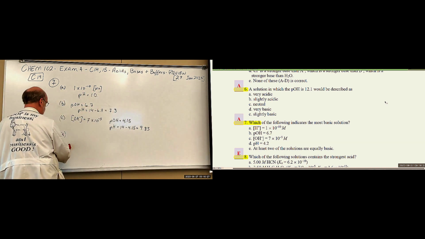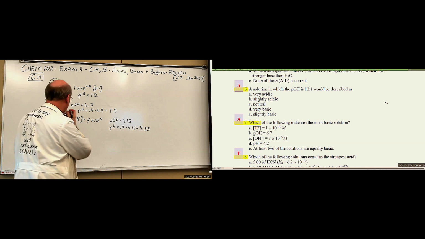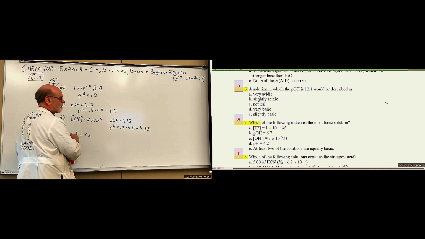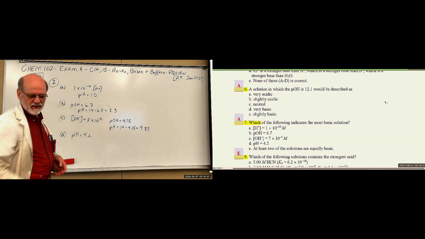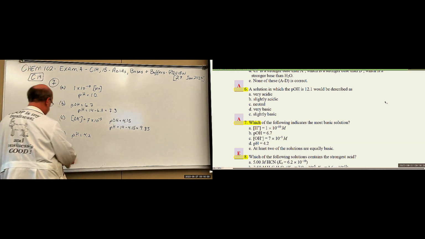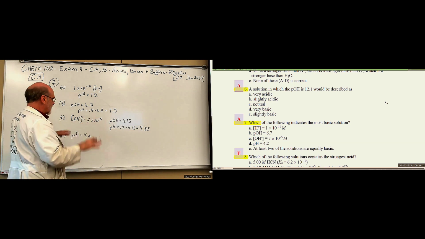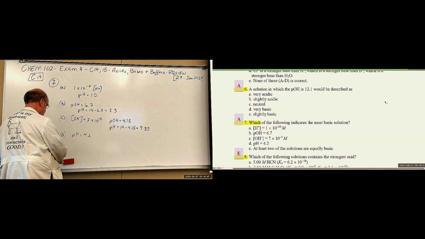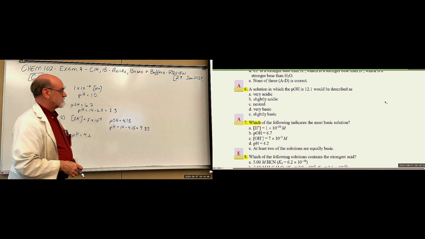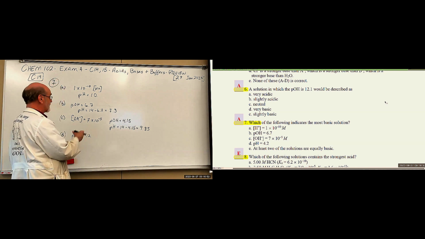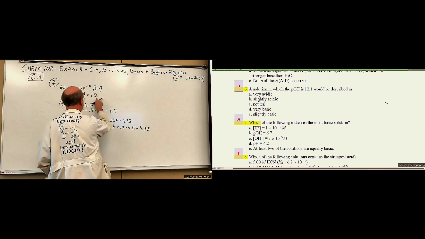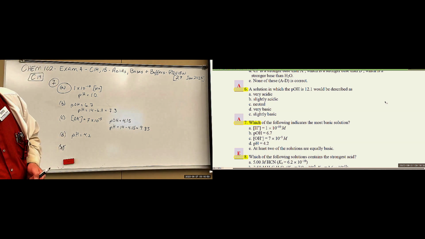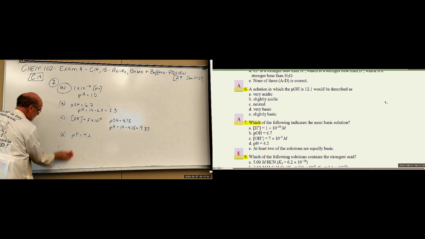Okay, and D is already pH. And at least 2 of the solutions are equally basic. Do we have any that are the same pH? 4.2, 9.85, 7.3, 10? No. So E can't be it. So which one is the most basic? The highest pH. There you go. All right.